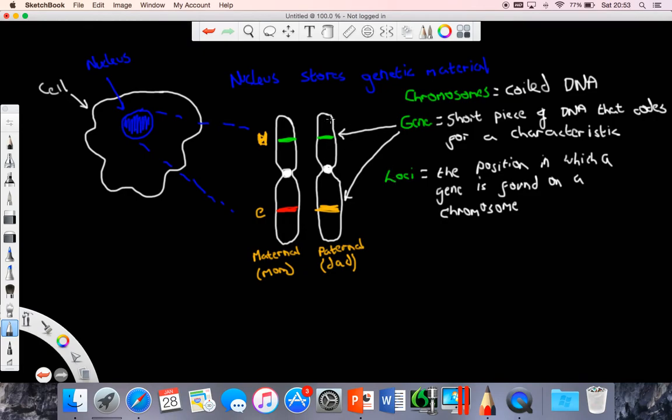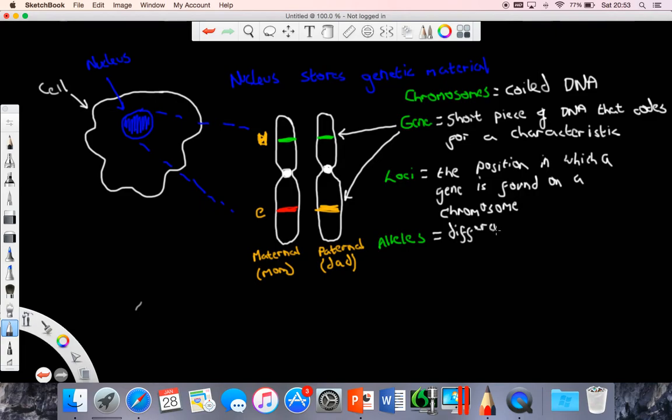So the loci for hair colour would be the same on the paternal chromosome, the one you got from your dad, and the same on the maternal chromosome, the one you got from your mum. So these chromosomes are in the same position. However, sometimes they can be the same, and sometimes they can be different. Okay? If they are different, they are known as alleles. A-L-L-E-L-E-S.